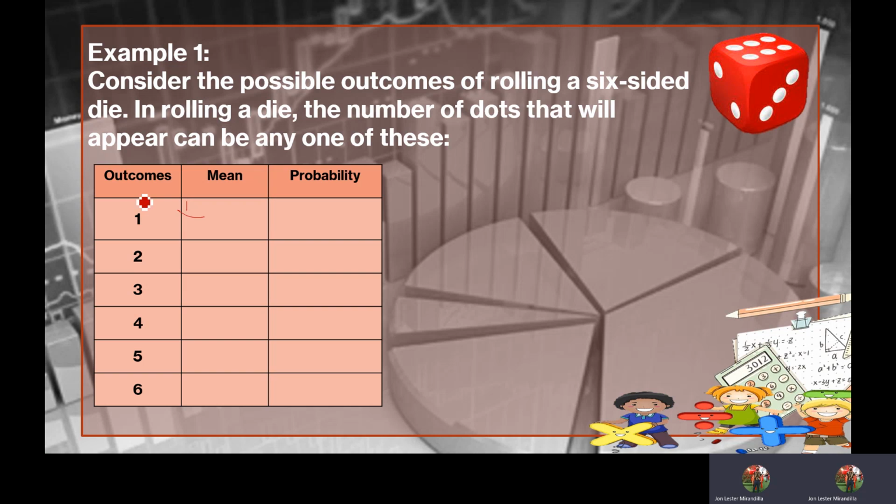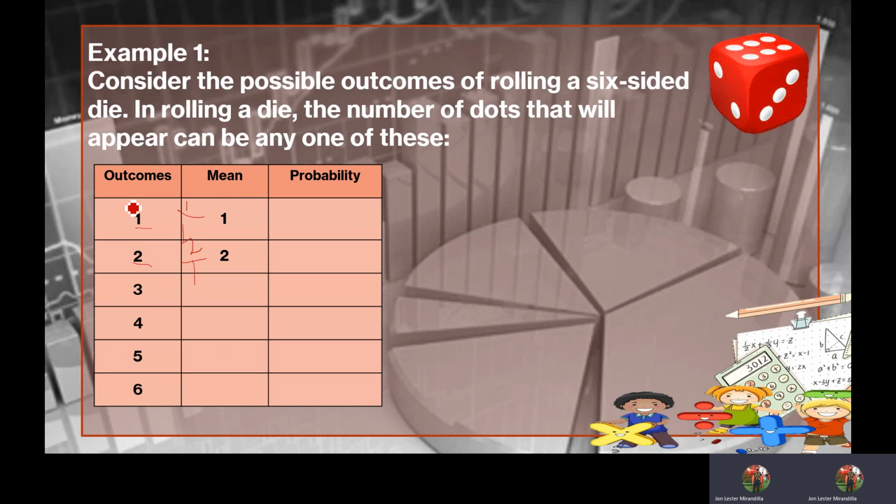So, dito sa ating outcomes 1, we have 1. Only one value. So, no need to add another number. Only just 1. Then, divide natin sa total values. Ilang values ba meron? We have also 1. So, 1 divided by 1 is equal to 1. Next tayo. Dito tayo sa outcomes kung saan makakakuha tayo ng dot or face na 2. So, 2 divided by ilang values meron tayo sa ating outcomes na 2? Isa lang din. So, 2 divided by 1 is equal to 2.